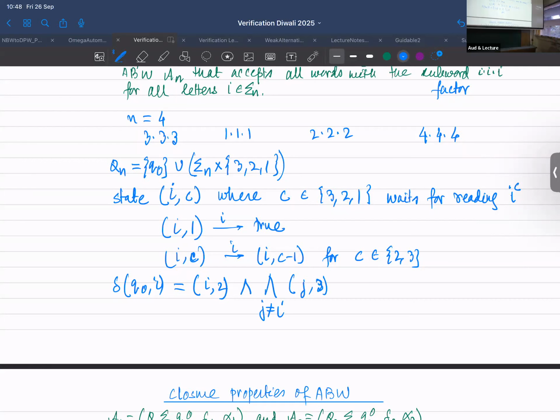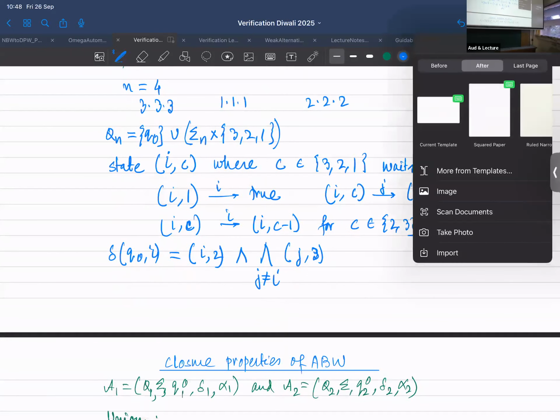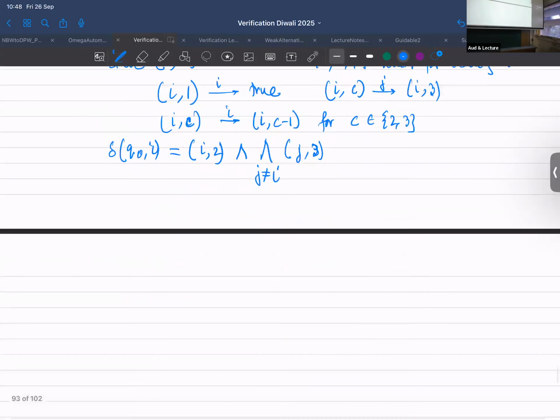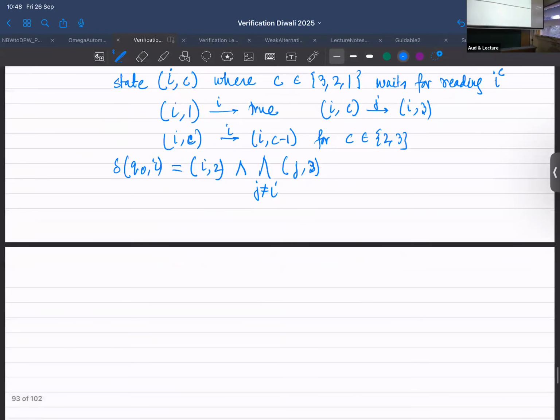But now if it happens that I am at some (I, C), and now if I read a J from here, then where do you go? You go to (I, 3). Very good. Okay, so let's now write this down a bit formally. We have understood the transitions, the idea. This is the first transition I already wrote. Now I will write the other ones.